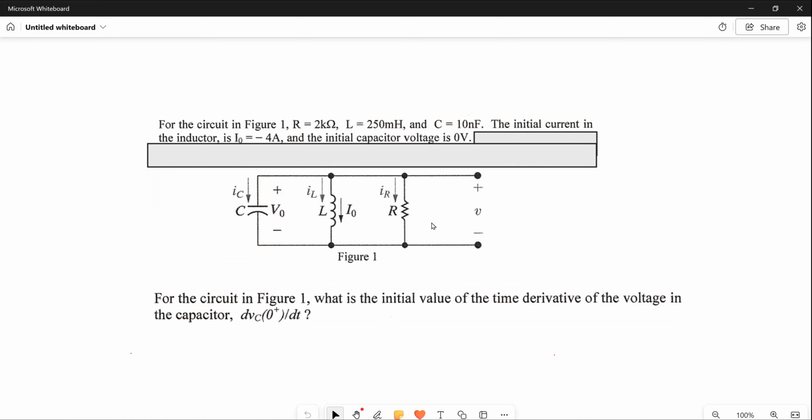For the circuit shown in figure 1, the value of R is 2 kilohms, L is 250 millihenries, and C is equal to 10 nanofarads. The initial current in the inductor is minus 4 amperes, and you can see where that's shown in the circuit here. And the initial voltage across the capacitor is 0 volts. These initial conditions are very important when you work second order systems.